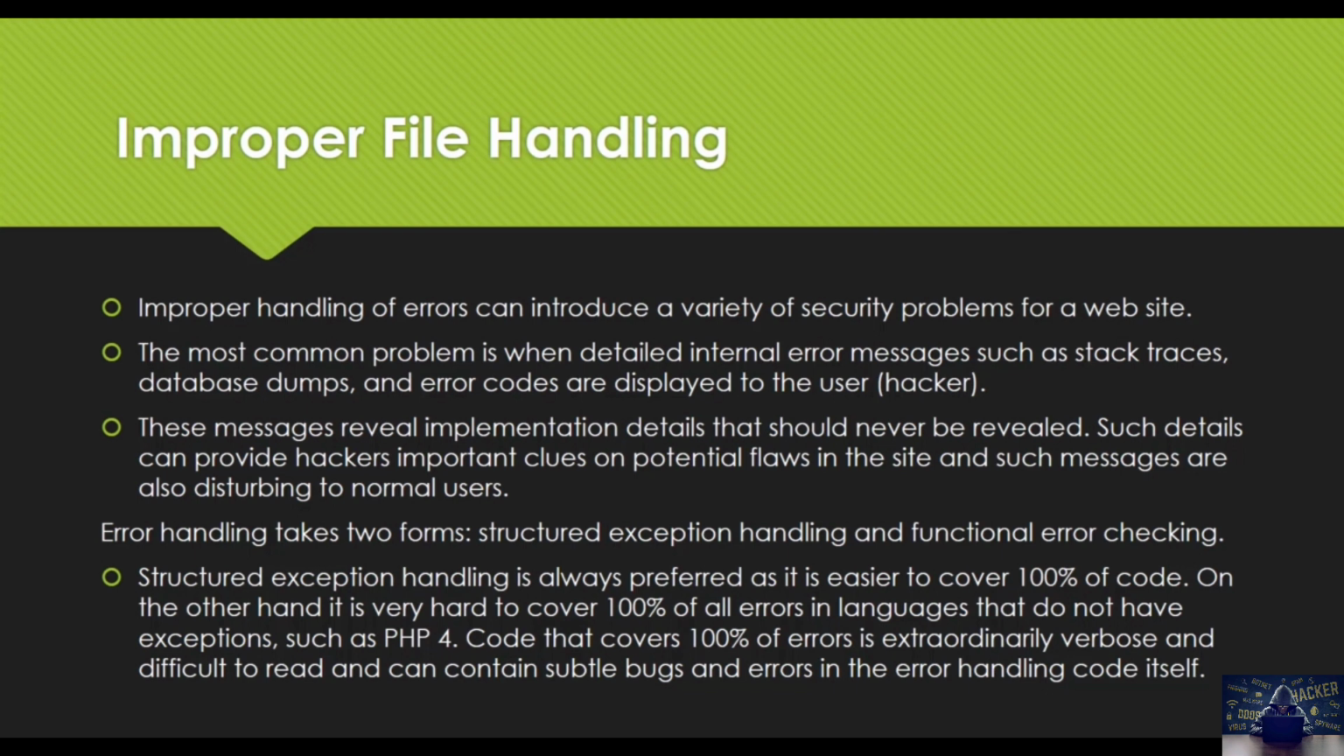Error handling takes two forms. One, structured exception handling, and second, functional error checking. First, structured exception handling is always preferred as it is easier to cover 100% of code. On the other hand, it is very hard to cover 100% of all errors in languages that do not have exceptions, such as PHP 4. Code that covers 100% of errors is extraordinarily verbose and difficult to read and can contain subtle bugs and errors in the error handling code itself.